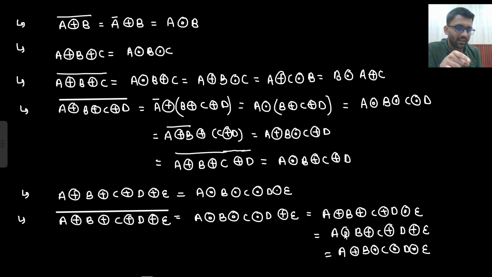That's it. To convert this dot into plus, I just need to take a bar. So what will I be getting? This expression only. To convert this dot into plus, I need to take 1 bar, 2 bar and 3 bar, because there are 3 dots. So this is an interesting conclusion, right?